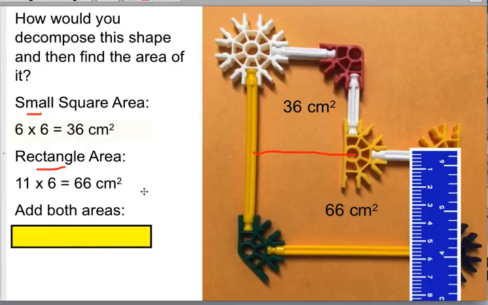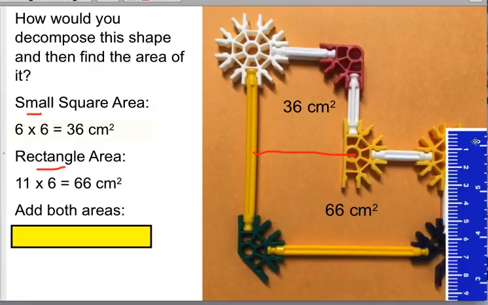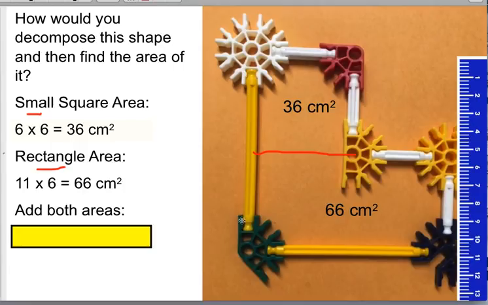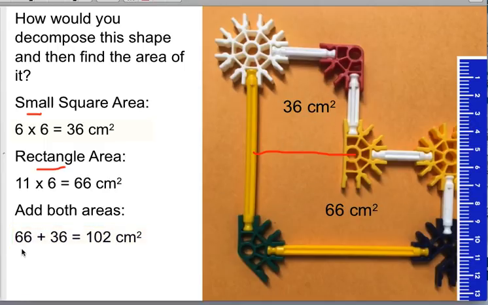Then we'll add this area plus this area, because we decomposed this into a square and this into a rectangle. We found the area of this square and the area of this rectangle, and now we're going to combine them for the overall area: 66 plus 36 is 102 square centimeters. So this whole shape has an area of approximately 102 square centimeters.